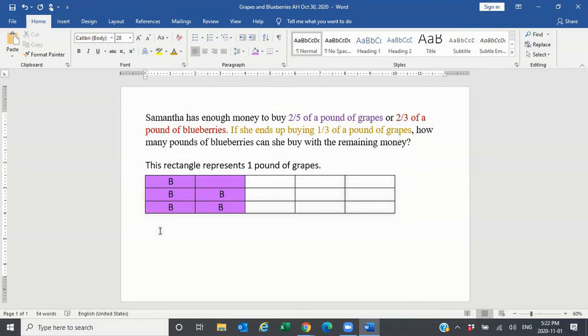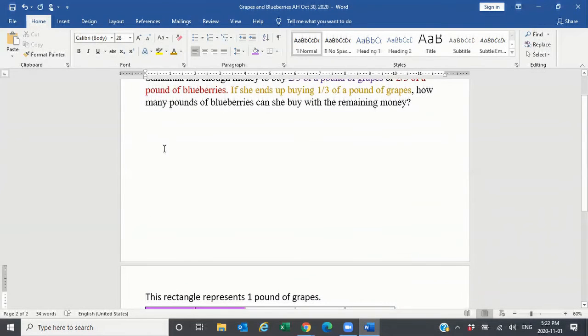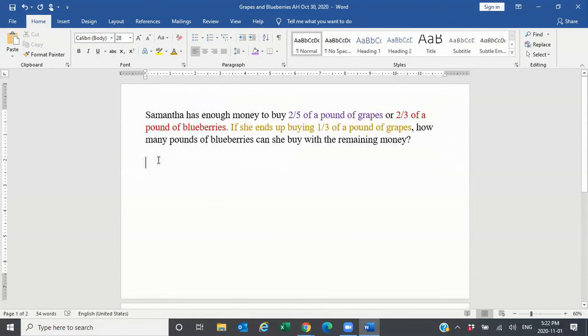Wow, the font is not on my side today. Samantha has 1/6 of her money left. Okay, there we go. Going to paste this up here because this will be important later on. Push this down because we don't need this anymore. All right.